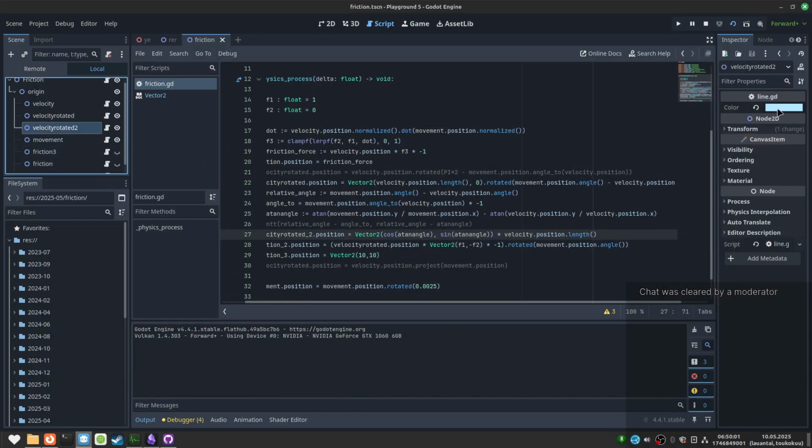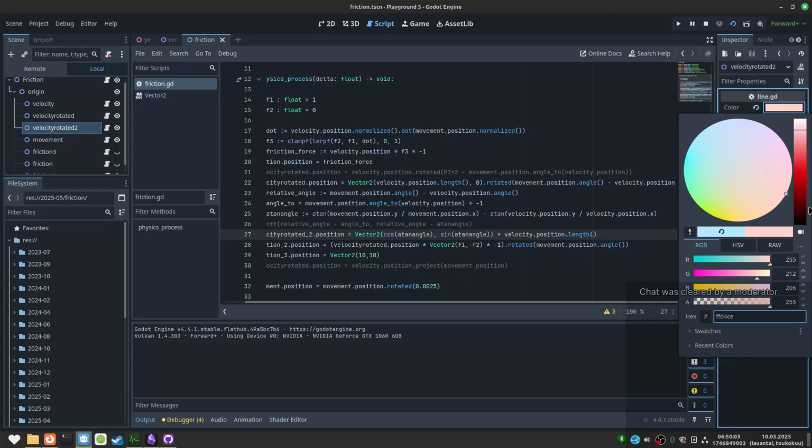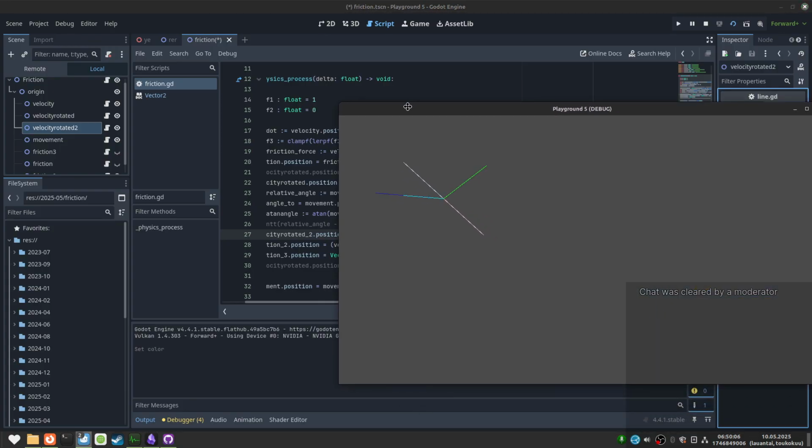Let me change the color for velocity rotated to. Hmm. Okay, yeah, that's just incorrect. Like, it's the same here, right? But then, when we go far enough, then it just flips the other direction.